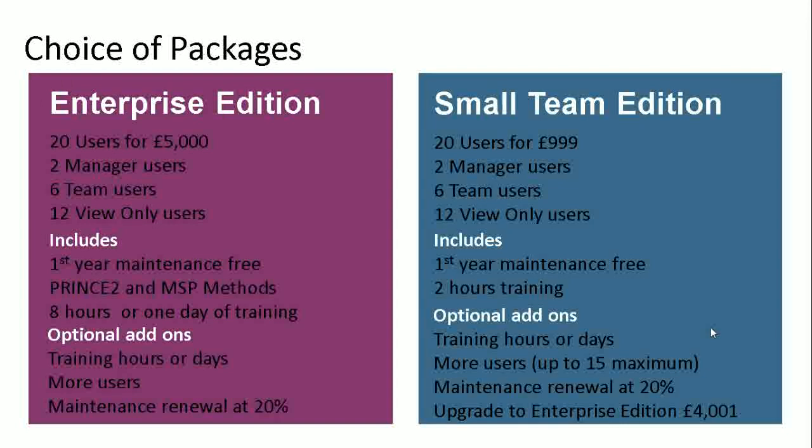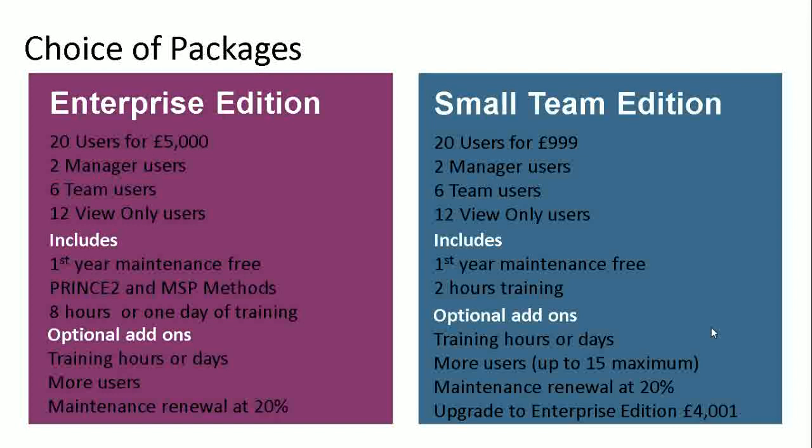The second package we have is what we call Small Team Edition. It's exactly the same package of users, but for a much smaller price, £999. We do this to enable small teams to get the same sort of functionality as larger organisations. The catch is that you can't go beyond 35 users. So you get your base 20, you can add up to another 15 if you want to, or you can just use the base 20, and then if you want to go beyond those 35, you'll have to upgrade to the Enterprise Edition. You basically pay the difference. You get a smaller amount of training, and there's still the first year's maintenance for free.